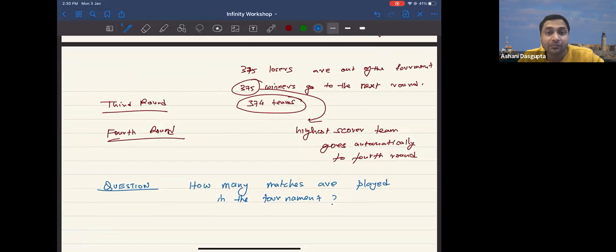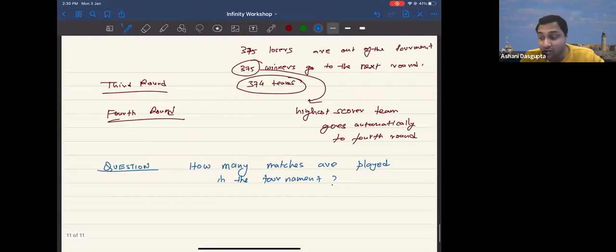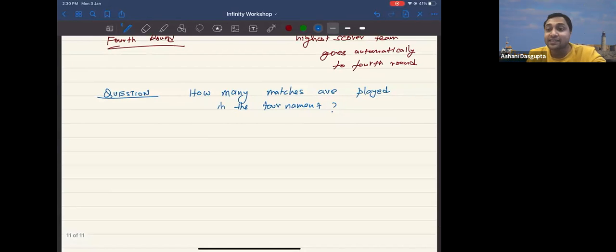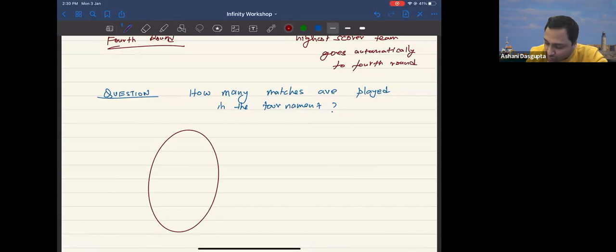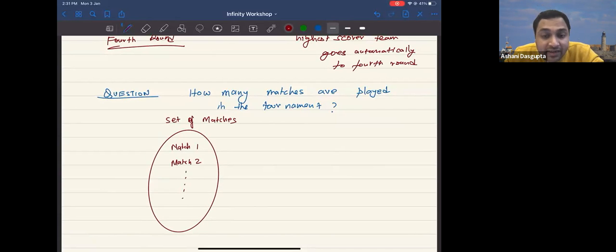Now, this problem can be done very beautifully using the bijection principle. But I want you guys to first try it. Okay. So this is the set that we are trying to count. The set of matches. This is what we want to count. Match 1, match 2, like this. This is the set that we are trying to count. Now let's see how many matches there are.